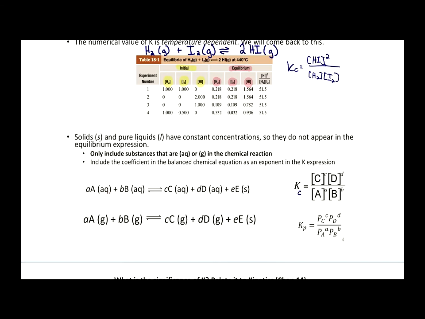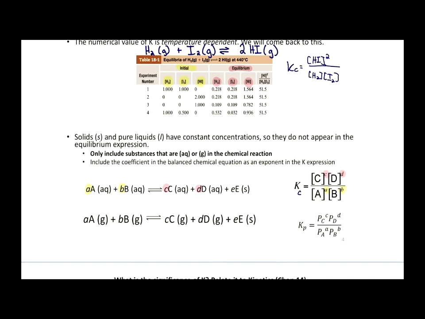Great. What about A and B? Do those have concentrations? Yes, they do, because they're aqueous. So what we see in our K expression is we only have C and D and A and B. E does not show up, okay? Because E does not have a concentration, it's a solid. And so again, stoichiometry becomes the exponents in your K expression. So do not forget that. So we need balanced chemical equations.